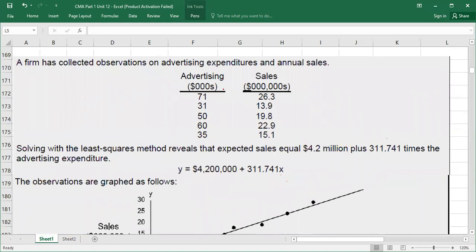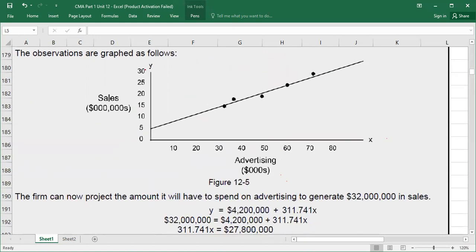For example, we have advertisement data here in thousands and sales in millions. If you spend 71,000 on advertisement, you will get sales of 26.3 million. If you spend 35,000 on advertisement, you will get sales of 15.1 million. So this other data is also available. How we can prepare the graph is very easy. On the y axis, we can write sales. Sales is your dependent variable. And on the x axis, we can write advertisement. Advertisement is your independent variable.